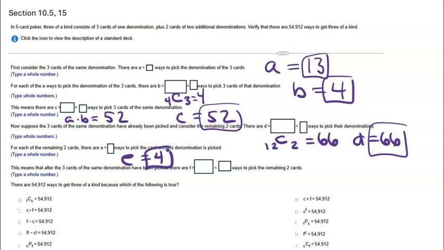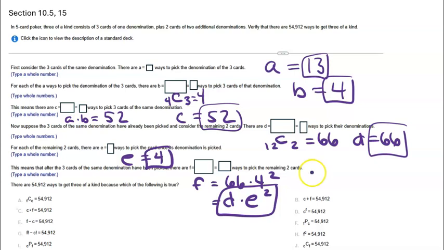This means that after the 3 cards of the same denomination have been picked, there are F equals, and then they want us to do 66 times 4 twice. If they do that in variables, that would be 66, which was our variable D, times E to the second. So that's what should go in that first block: D times E to the second, and we've multiplied 66 times 4 squared. We get 10,056. So that goes in that second block. So this block right here is D times E squared, and this block right here is 10,056. Can it be any more confusing?